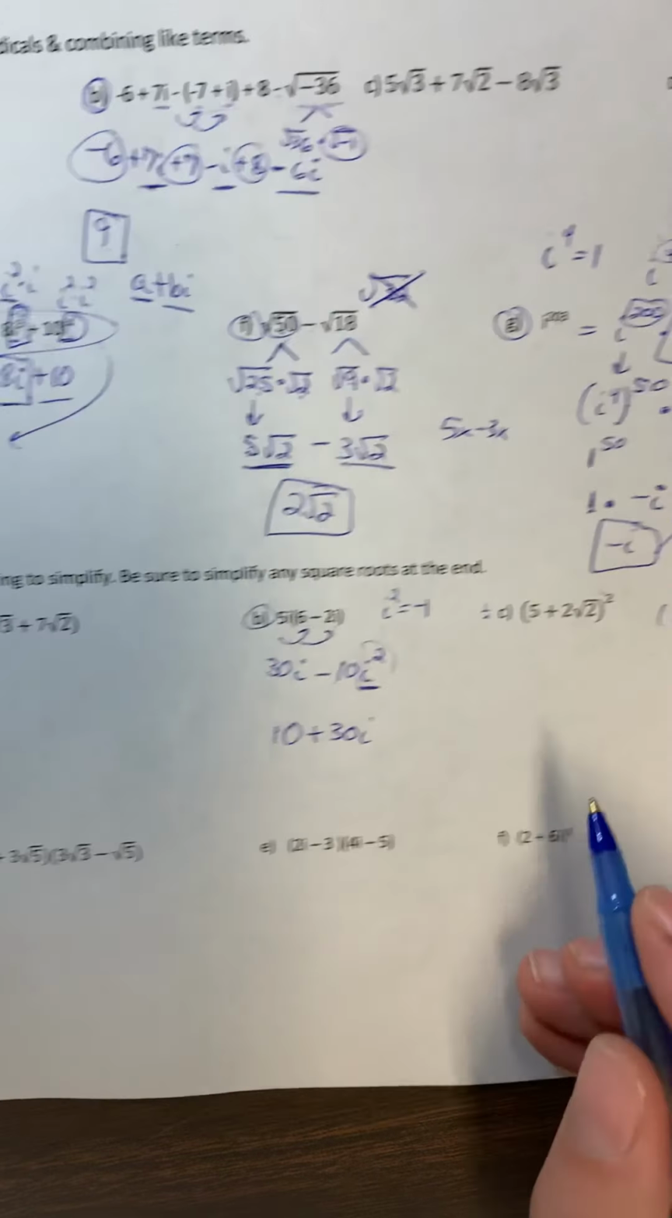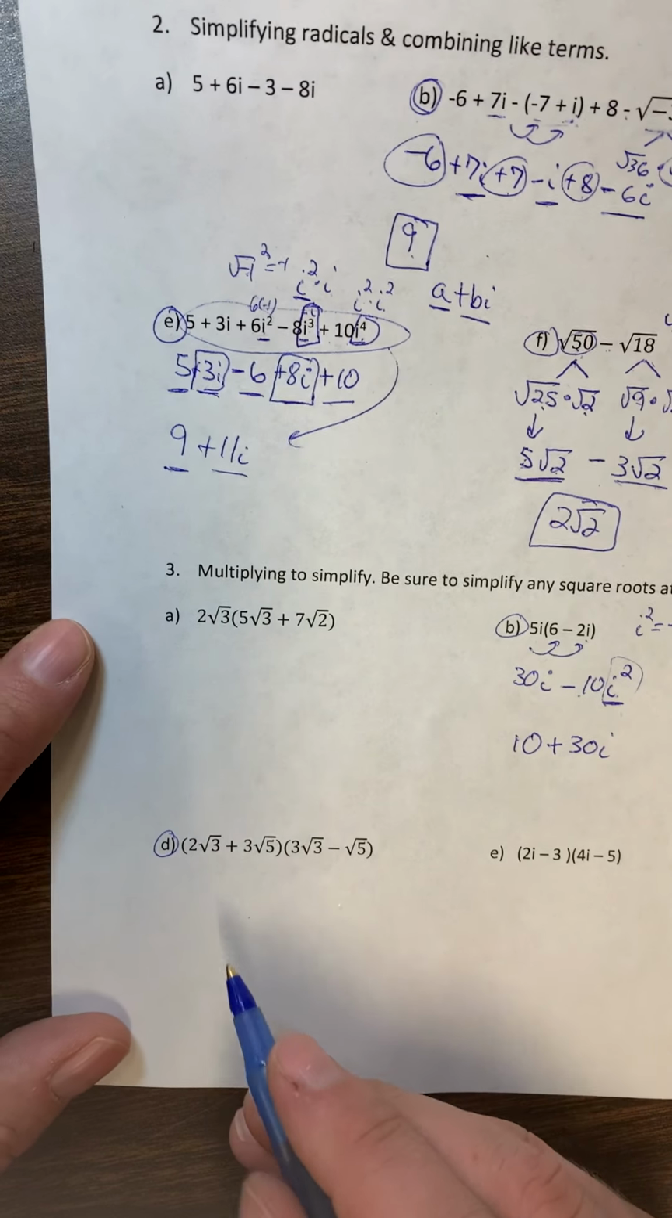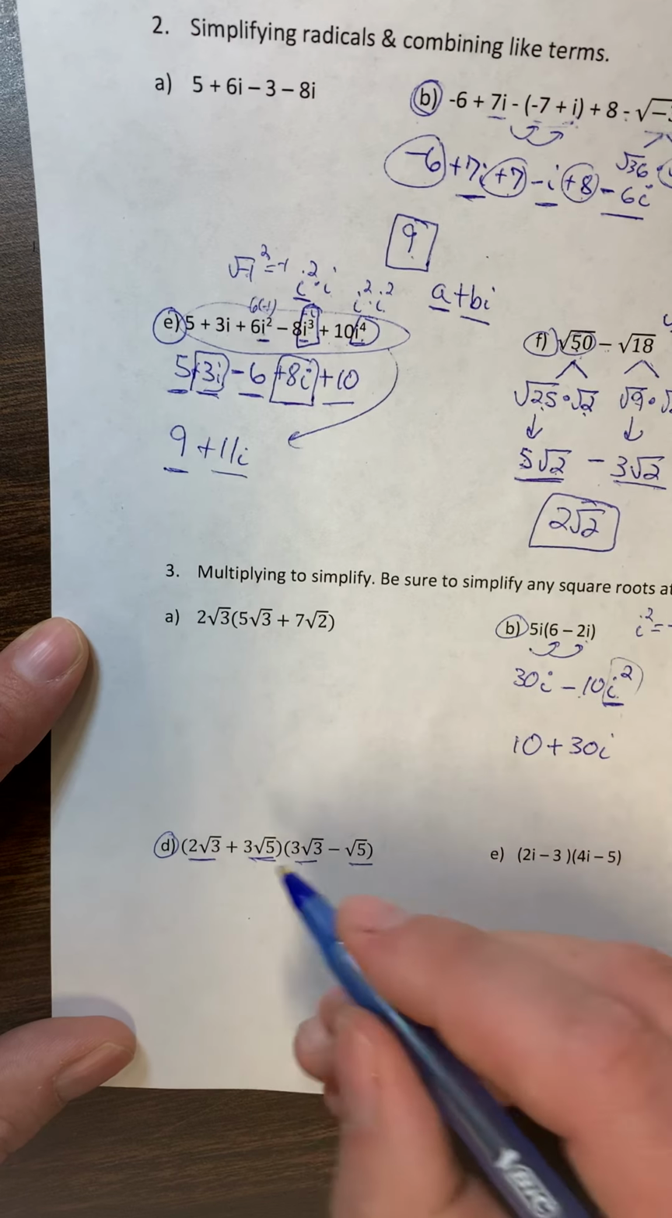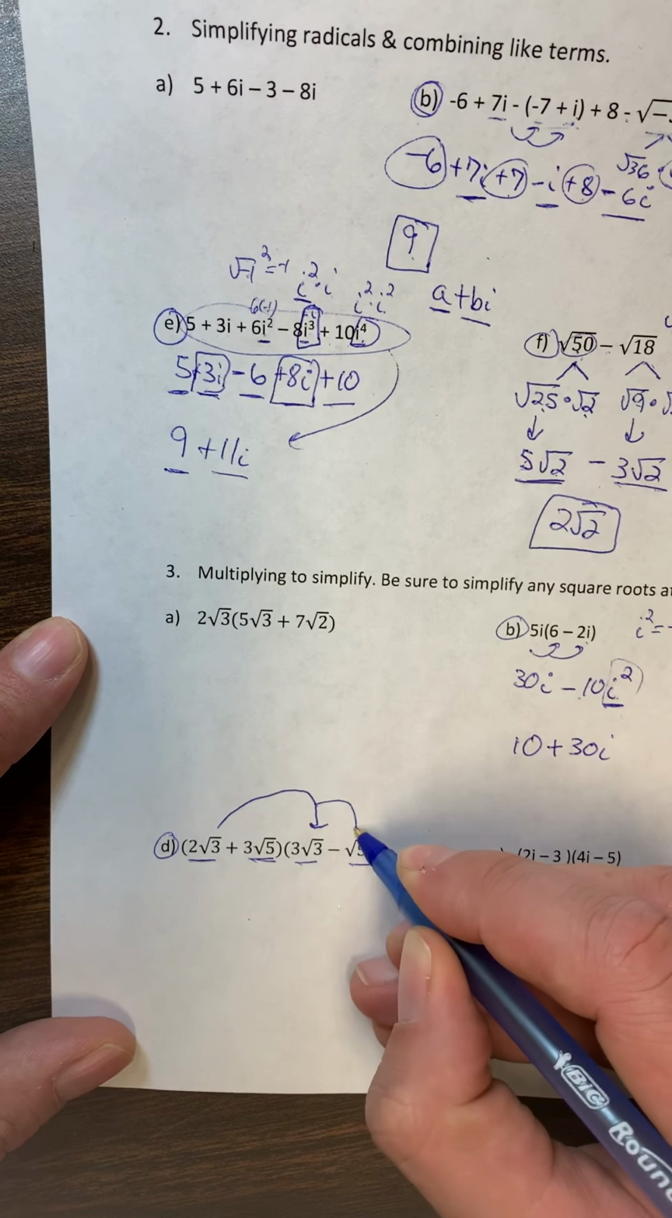To give you an example of how to do these, I'm going to do D with you. In D, we have a binomial times a binomial. And we know that the first one in the binomial will distribute to both of these.